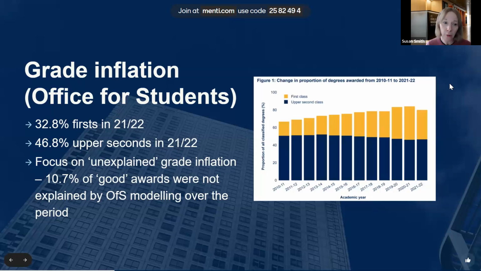The Office for Students has focused on what they call unexplained grade inflation. They calculate this by controlling for entry criteria and, I think, some other demographic criteria as well, which is why it's important that this is home students, because that's often the data set they're looking at. So they're looking at, for example, A levels as a predictor of degree outcome, and that's how they have calculated what unexplained grade inflation is at the sector level.